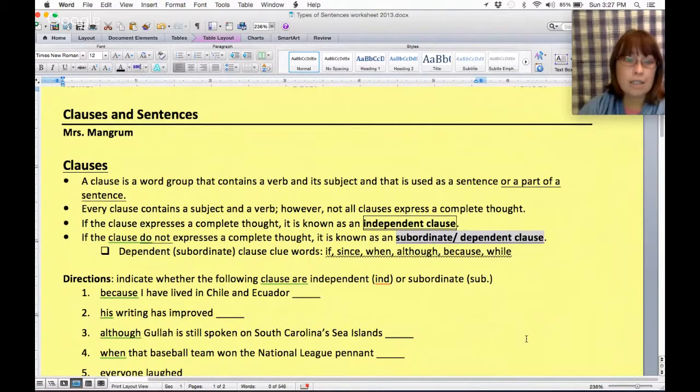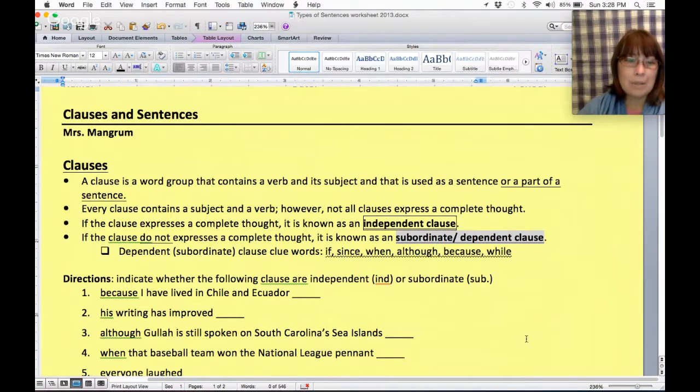Every clause contains a subject and a verb. However, not all clauses express a complete thought. If the clause expresses a complete thought, it is known as an independent clause. If the clause does not express a complete thought, it is known as a subordinate or dependent clause.